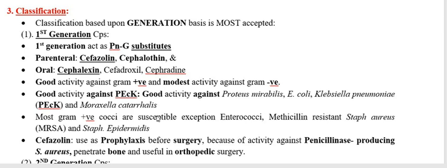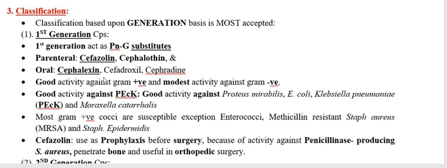This is very important: the first generation cephalosporins are not active against enterococci, methicillin-resistant Staph aureus, and Staph epidermidis.